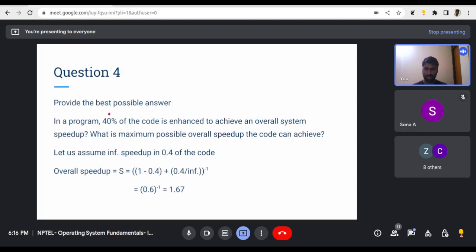However, you may know that this is a very idealized figure. Although this is the maximum possible, it is never achievable, since this factor cannot be infinity. You cannot speed up any fraction of the code infinite times, right? So this is the maximum possible figure, but it is not practically achievable. This is just theoretical. Okay, anyway, this question again is related to Amdahl's law. Let's go to the next question then, question 5.